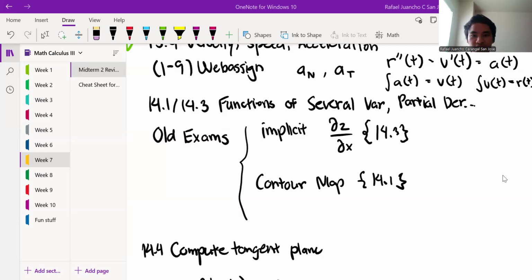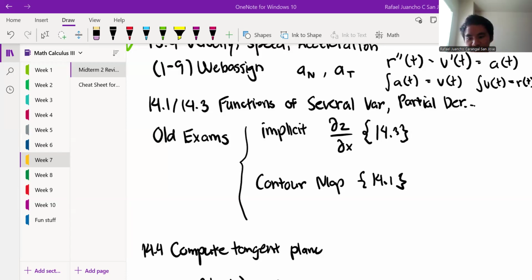Okay, so let me just go ahead and start. Find and sketch the domain. More or less, this is a guessing game, so I'm not going to do that. I'm gonna do something with contour maps though. So let me go ahead and try. Let's do a couple of them.